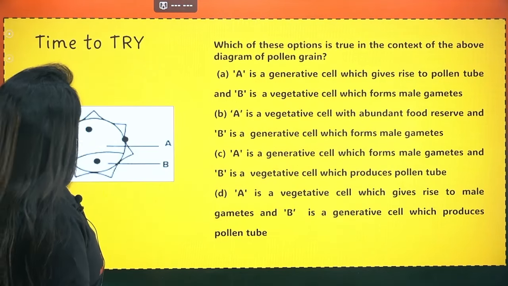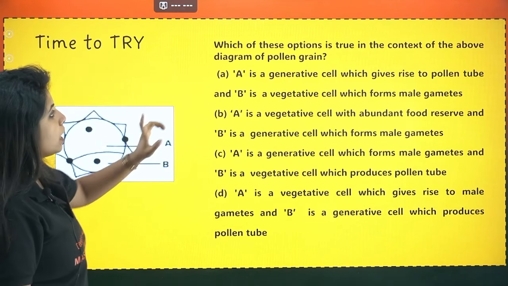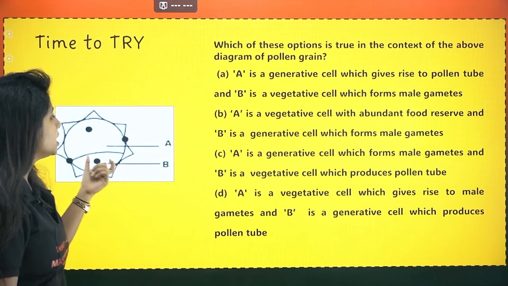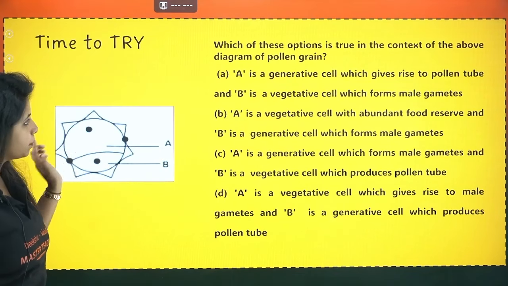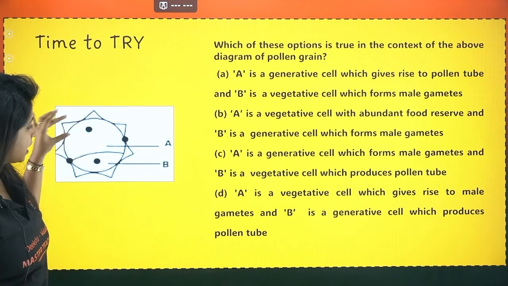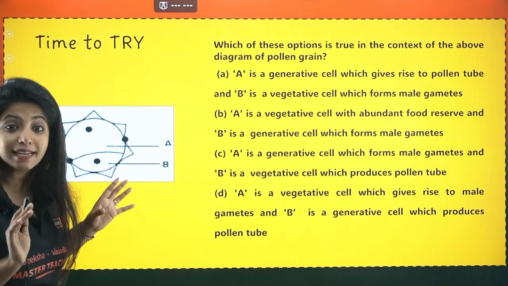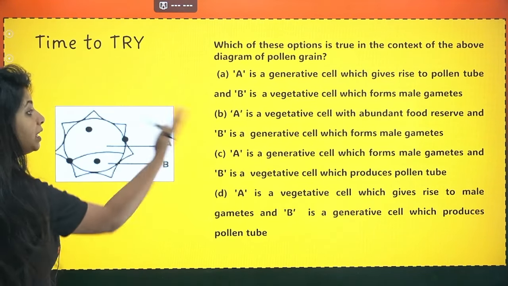Okay, so now there is a question that we have to try together. Which of these options is true in the context of the above diagram of pollen grain? So this is a pollen grain where A is written and B is written. So A, my dear children, is the bigger cell and B is the smaller cell. So we first have to identify what is A and B. That is the easiest way to find the answers. Before reading the options, find it.